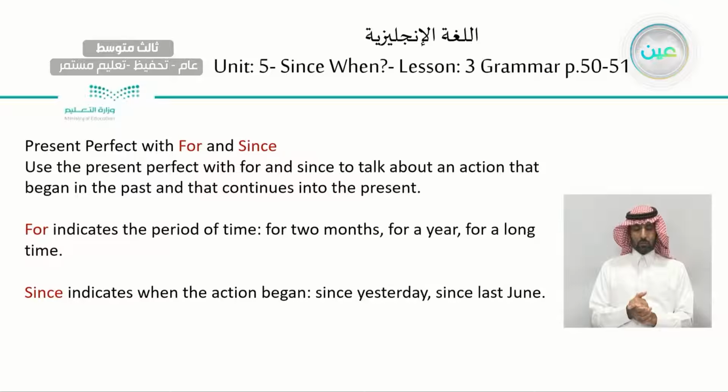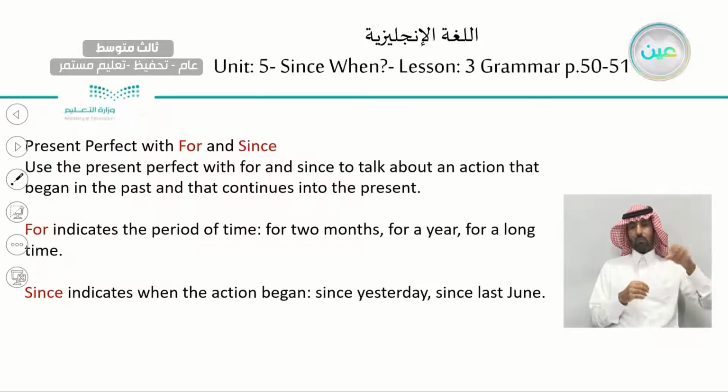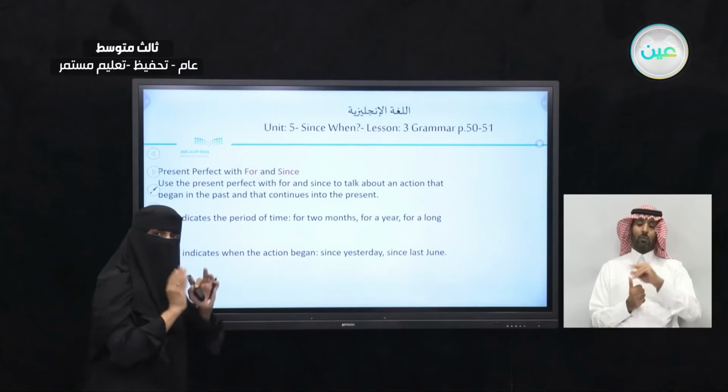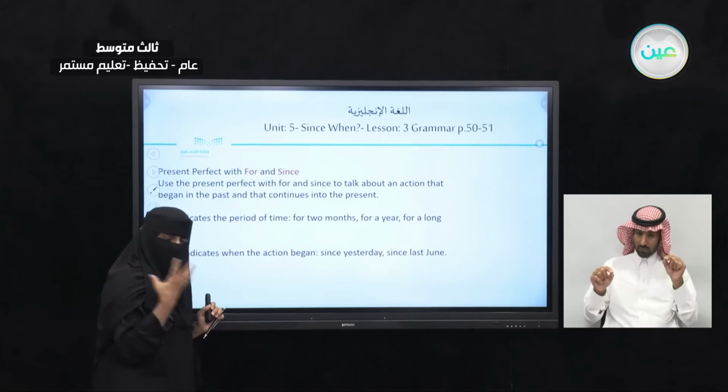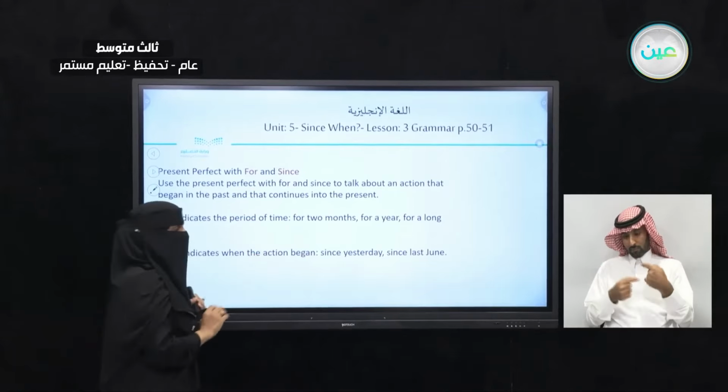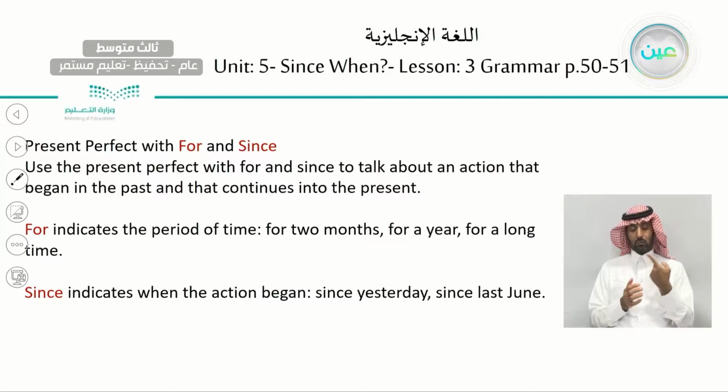Now, in your book, page 50, the present perfect with for and since. We use the present perfect with for and since to talk about an action that began in the past and it continues to the present. As I told you with the timeline, the action started in the past and it continues to the future. We use for and since, okay?